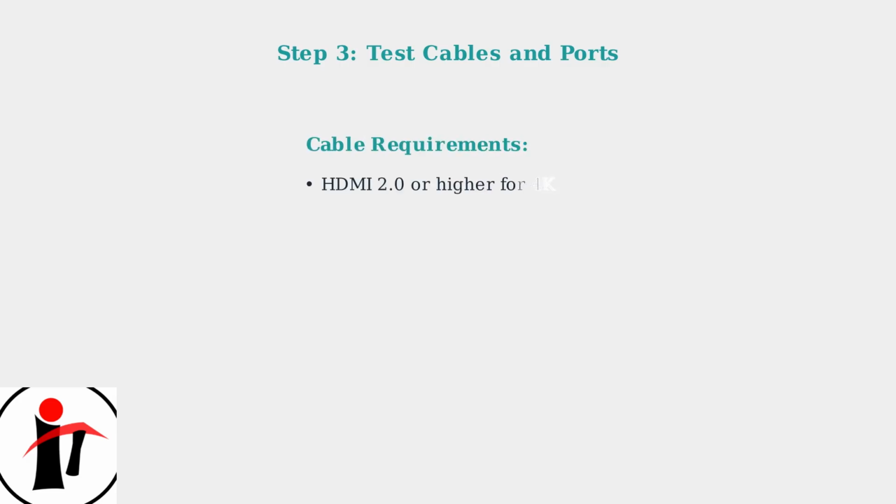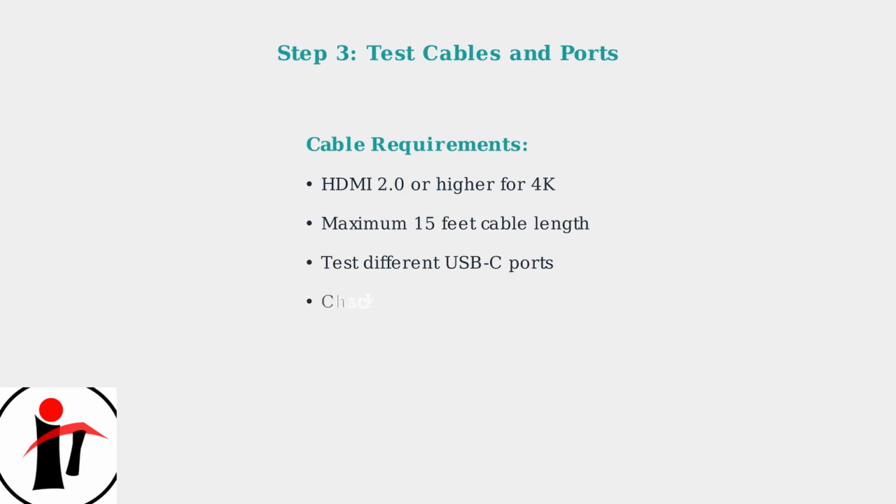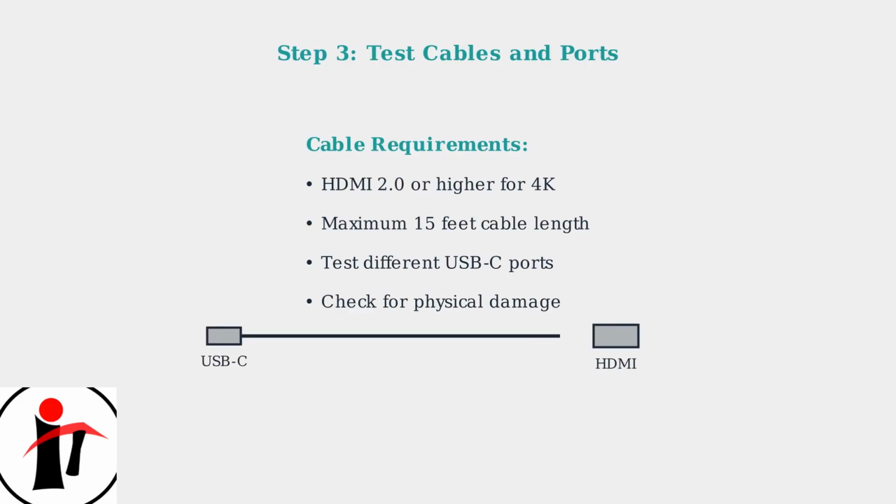The third step involves testing your cables and ports. Using high-quality HDMI cables and testing different USB-C ports can resolve many connection issues. Use HDMI 2.0 or higher cables for reliable 4K transmission. Test different USB-C ports on your Mac and ensure cable length doesn't exceed 15 feet for optimal signal quality.